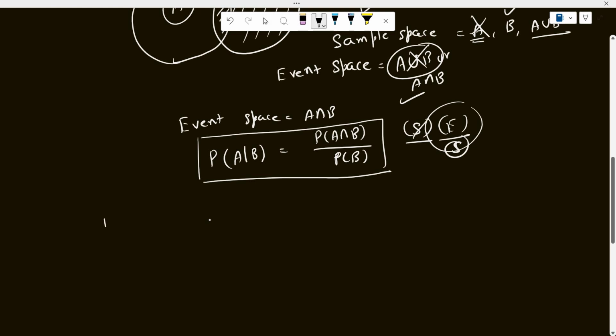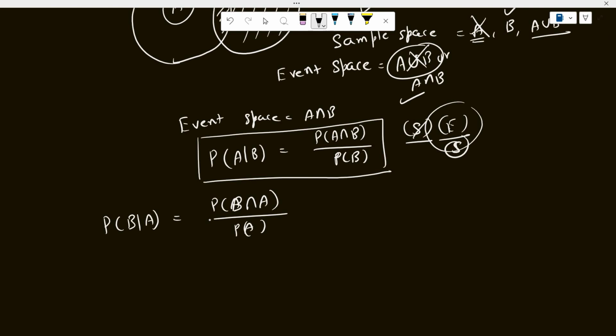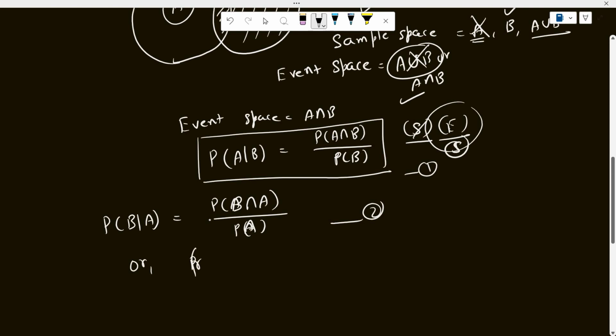Now let us do the other thing: the probability of B when A has already occurred. Then what will be the formula? You can understand easily. It will be P(B intersection A) upon P(A). So P(B given A), B to occur when A has already occurred, will be P(B intersection A) upon P(A). This is formula 2, and the earlier one is formula 1.